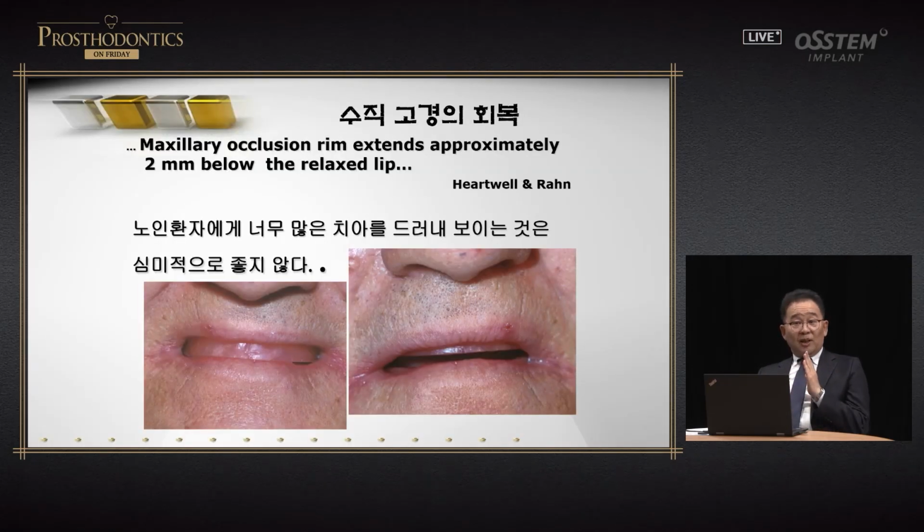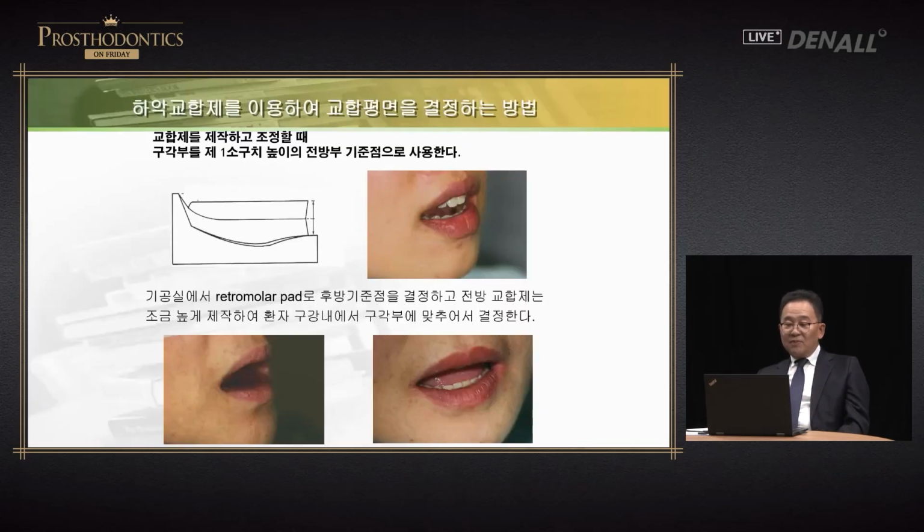In elderly patients, aesthetically, it is not favorable if too many teeth are showing. As shown on the right, if you look over here, we need to make adjustments on the occlusal rims so that teeth are shown as displayed. Teeth should be shown less than 2 millimeters, said Hartwell and Ron.